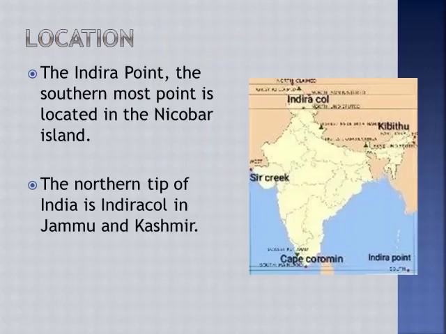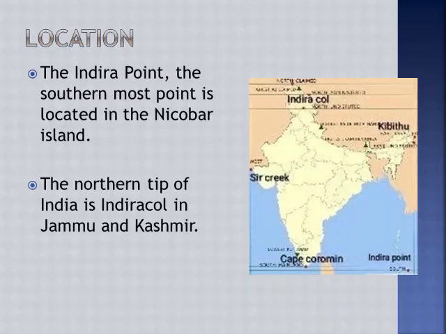We shall now see about the northernmost and the southernmost point of India. The Indira Point, the southernmost point, is located in Nicobar Island. The Indira Point is also known as the Pygmalion Point or the Parsons Point. In fact, Indira Point is a village in the Nicobar Island. It is the location of the southernmost point of India's territory.